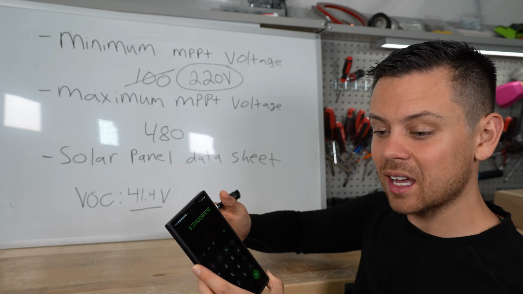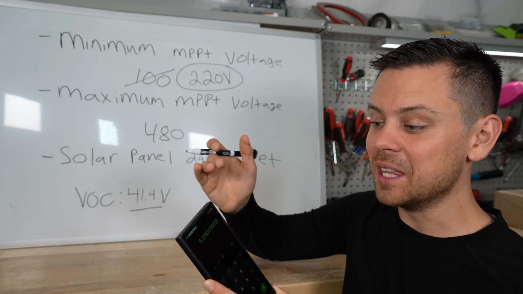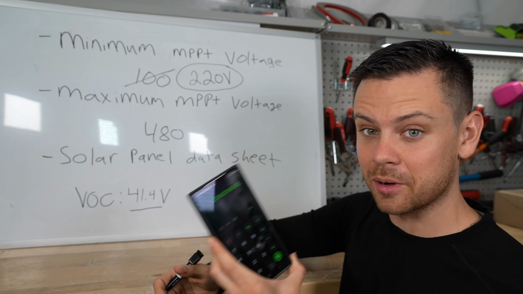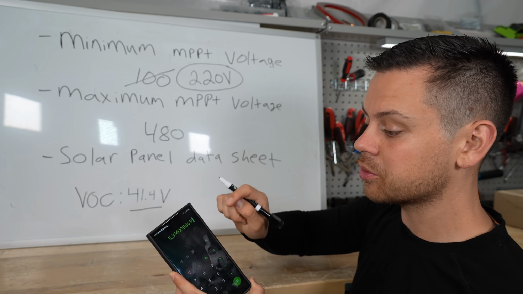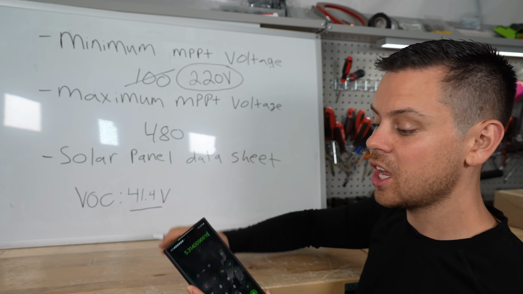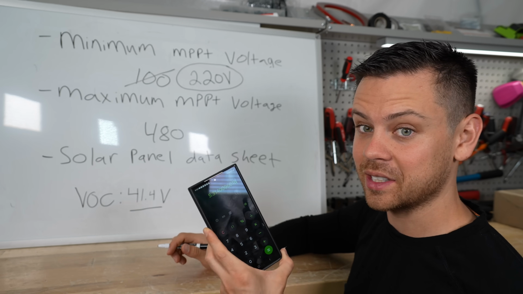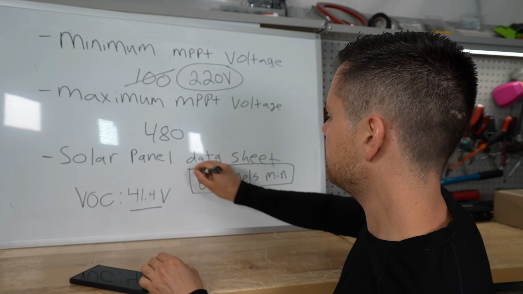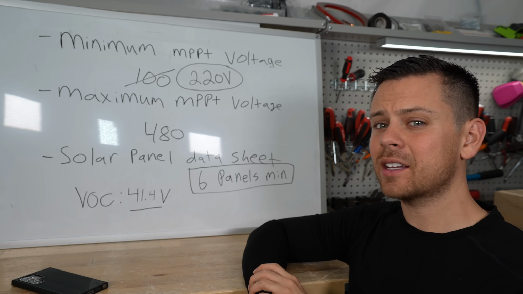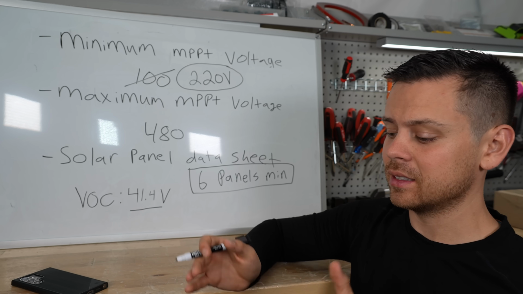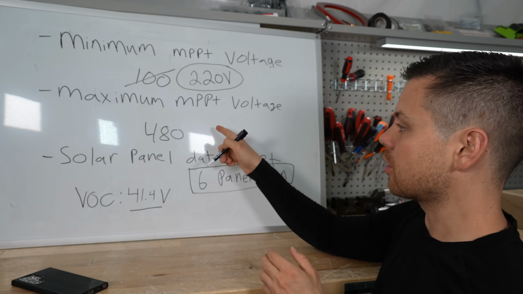You really want to get that voltage as high as possible, and the minimum is very important for the performance of your system. So that's the recommendation: with these solar panels, you want to have 6 solar panels in series. So 6 panels minimum. Now we're going to calculate the maximum number of solar panels you can connect in series for this solar charge controller.